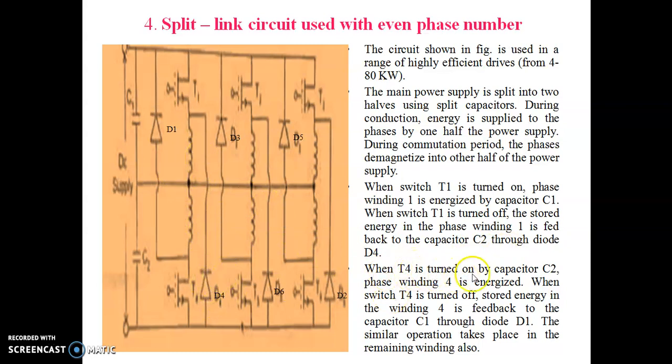When T4 is turned on by the capacitor C2, the phase winding 4 is energized. When T4 is turned off, the stored energy in the winding is fed back through the diode D1 to the storage capacitor C1. The similar operation takes place in the remaining windings also. Here the thyristors are marked as T1, T3, T5 and T4, T6 and T2. Similarly, the diodes are also marked here.